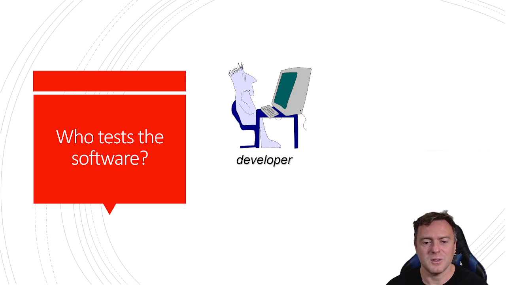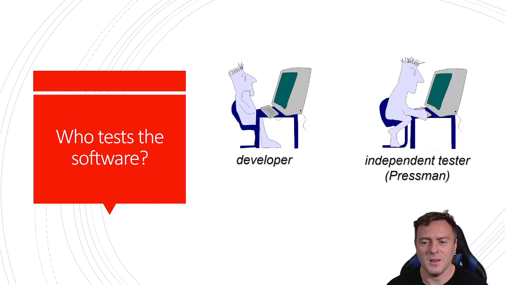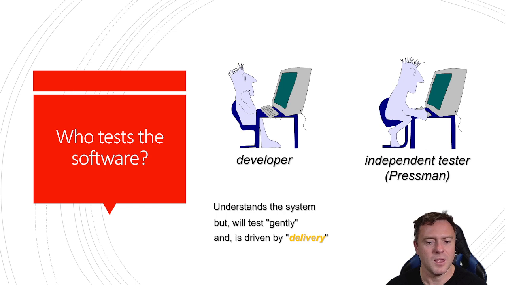Well, there's two different types. You have a developer, and then you have an independent tester, which we call a pressman. Now, both are valid and both have their advantages and disadvantages. So a developer understands the system, but then they will gently test the system because they're driven by the delivery. They don't want their code to break, otherwise they don't get paid, and then they also get fired, right? So they won't try and break the system, and they won't go as hard as possible, but they understand the system better, so they can give a lot more feedback.